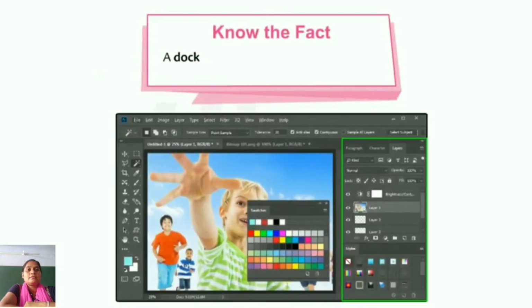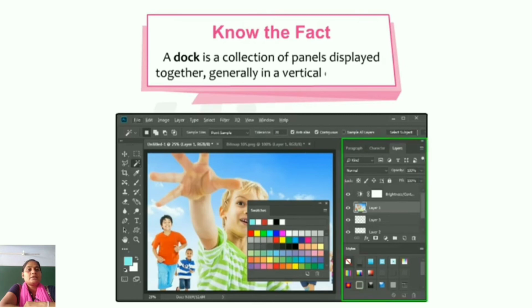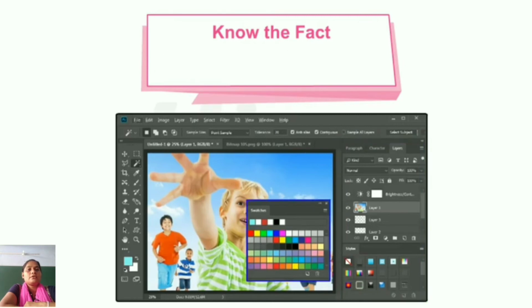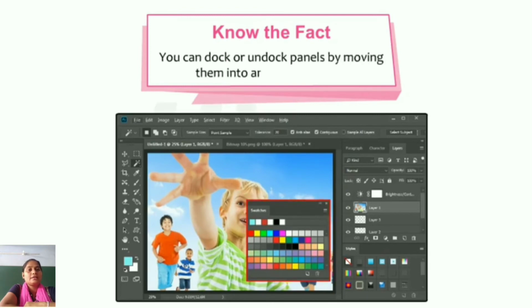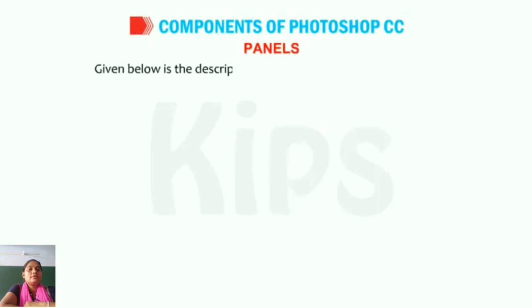Now, some more things about a dock. A dock is a collection of panels displayed together, generally in a vertical orientation. You can dock or undock panels by moving them into and out of a dock. Given below is the description of the most commonly used panels.